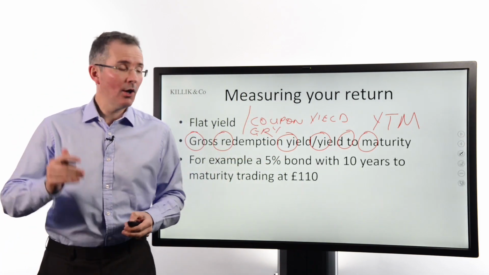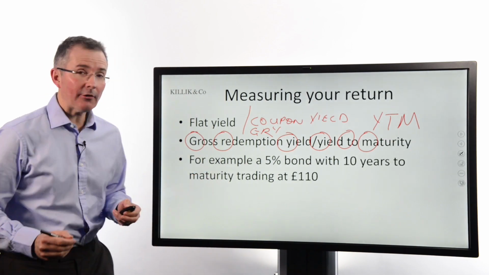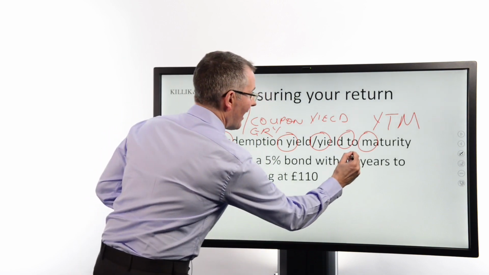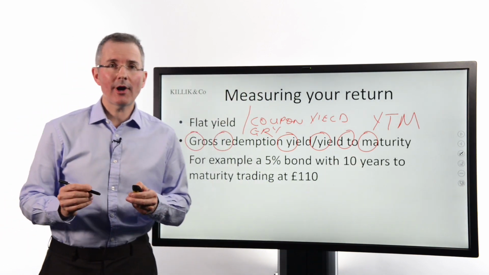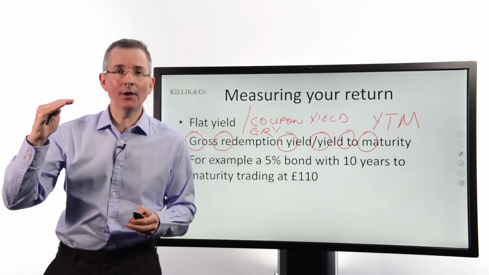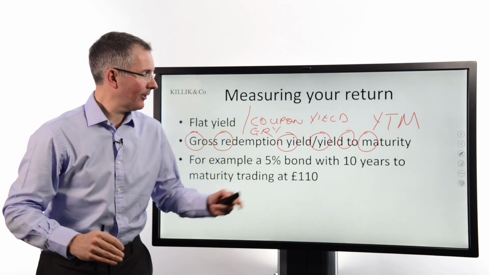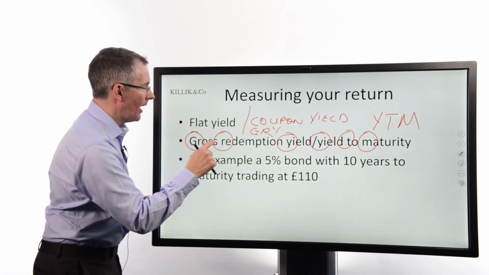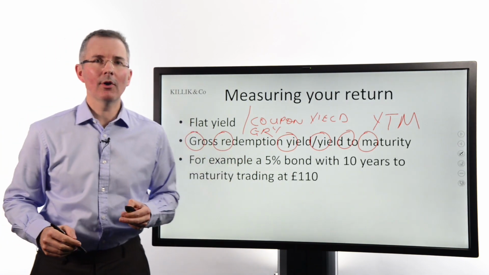What capital gain or loss? Well, let's use this example to illustrate. Let's take a 5% bond, fixed income security, with 10 years to maturity, trading at £110 now. That's the market price. The nominal value is fixed at £100, remember. The market price set by buyers and sellers, £110. What would the flat yield and the GRY or YTM look like?